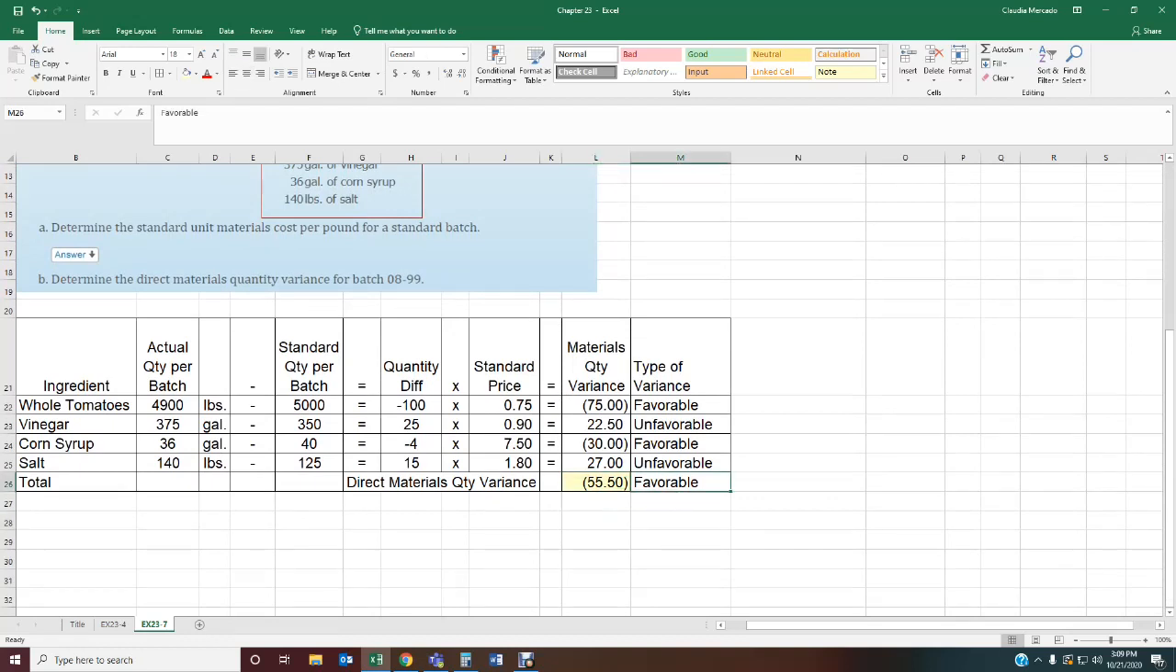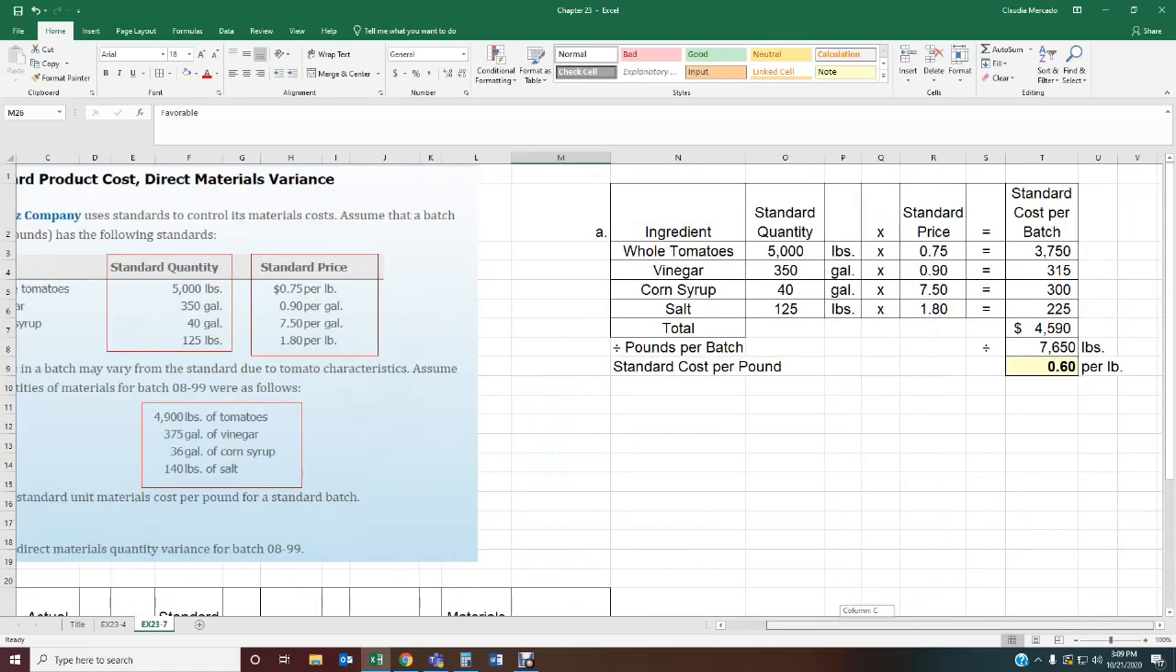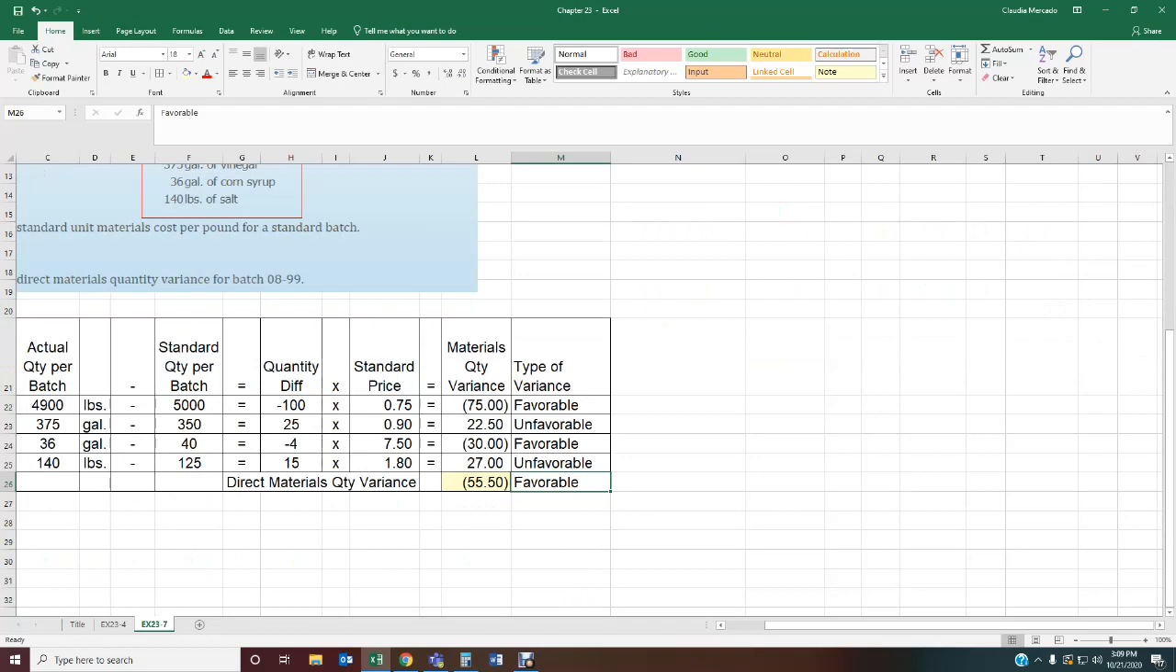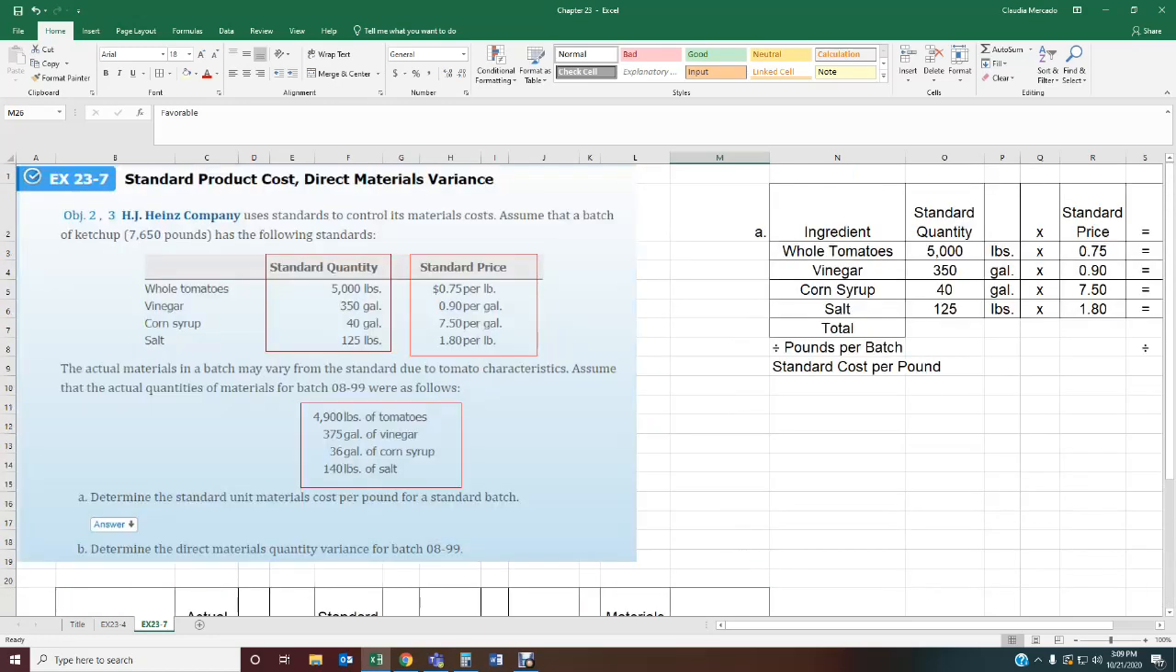So that is basically the two requirements that they asked us to calculate. The first one, the standard cost per pound. This is how much we anticipate spending in each pound of ketchup. The second requirement was to calculate my direct materials quantity variance, which came out that we are able to manufacture the batch of ketchup for less than what we had anticipated in materials. So that is good for production. So that is the end of exercise 23-7.